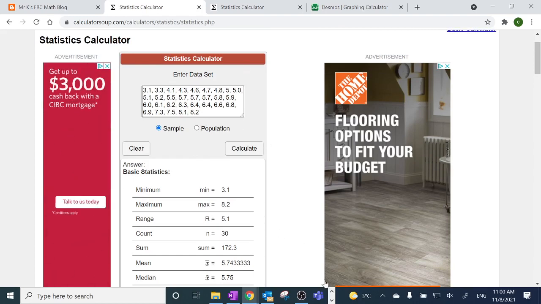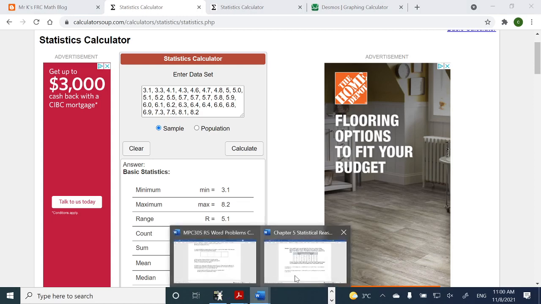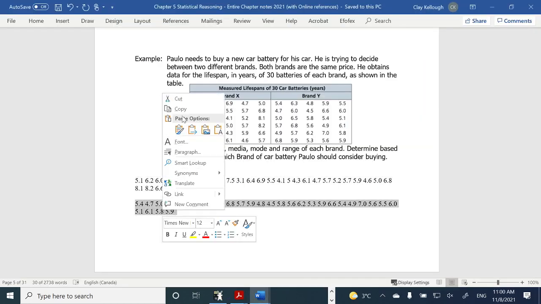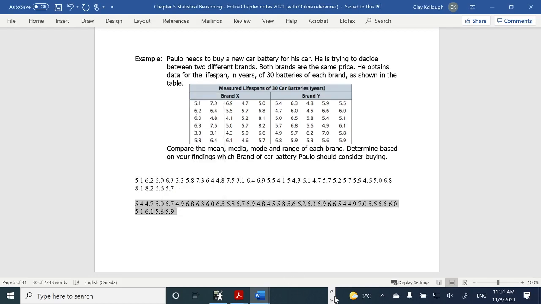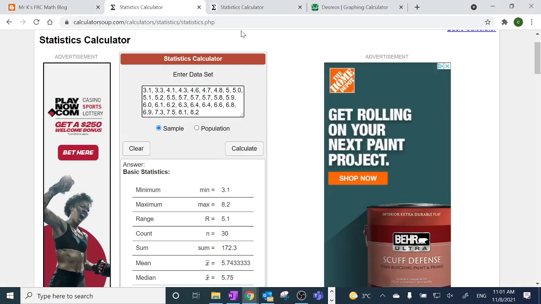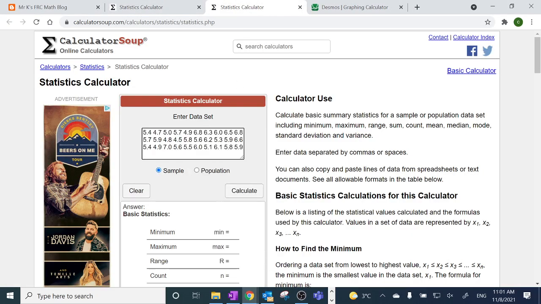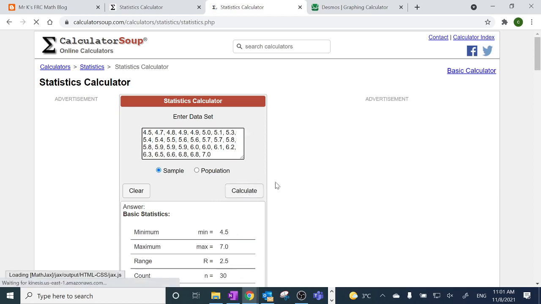Okay, now let me do the other one. That was battery X, and this is battery Y. So copy, and paste into Calculator Soup. You have to put either commas between the numbers or spaces. Either way, it knows that you're starting a new number. Calculate, and there we have it.